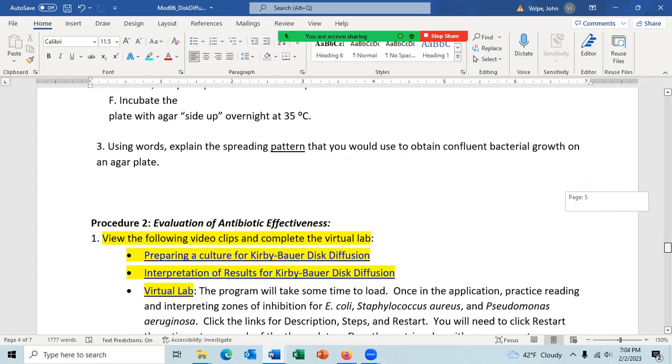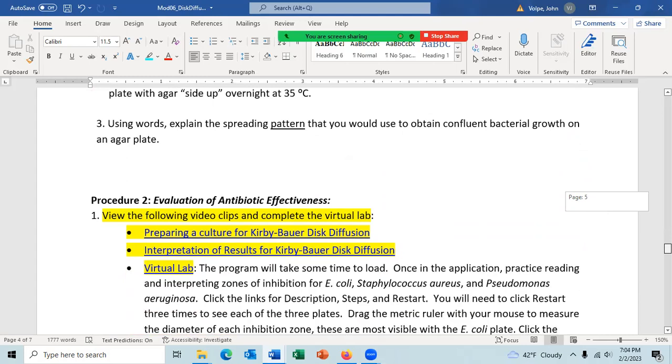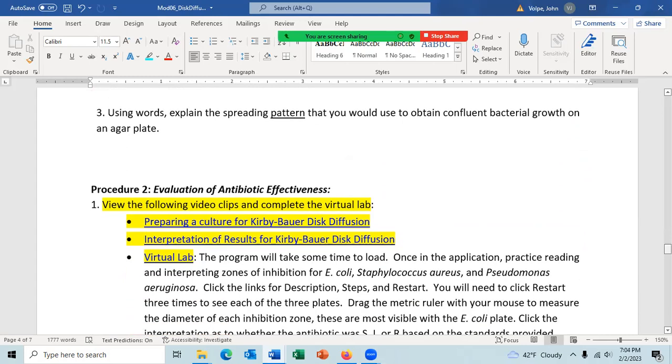And then you look at the pattern, the zone of inhibition. And you do have to measure the zone of inhibition with the ruler, measuring in millimeters. You can view the video clips and complete the virtual lab. Let's see if we actually have a virtual lab here.